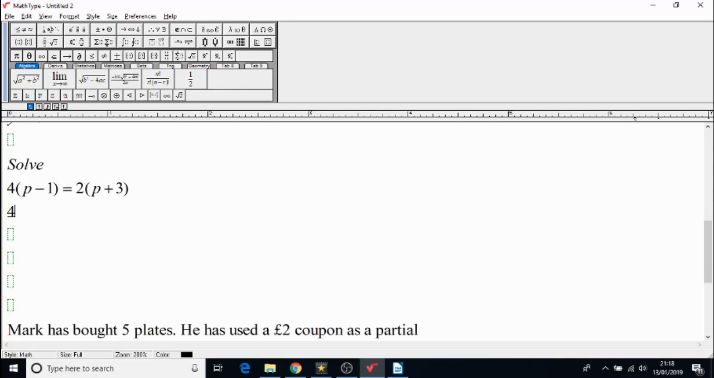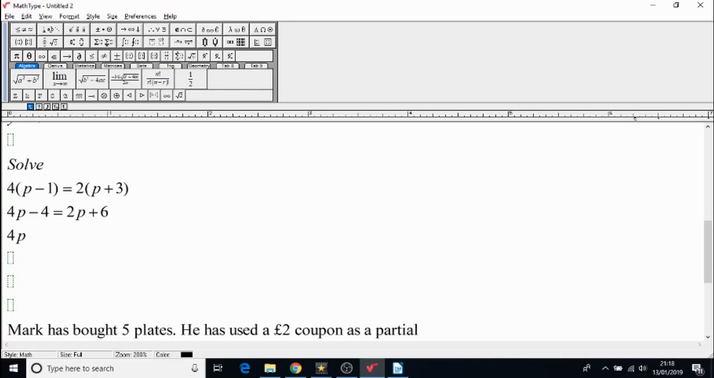So 4 multiplied by p, 4p. 4 multiplied by minus 1, minus 4, is equal to 2 multiplied by p, 2p. 2 multiplied by 3, for positive 3, 6. Now again, just like we did in the previous two questions, collect the like terms. Get them on one side.